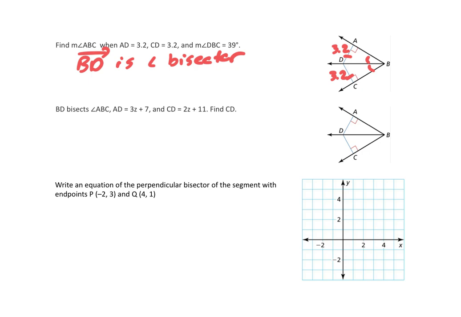I know the measure of DBC. Follow the path of the letters. DBC is this piece right here, 39 degrees. If this angle here is 39, what's the angle on the other side going to be? 39, right? All those markings help us get to that point.